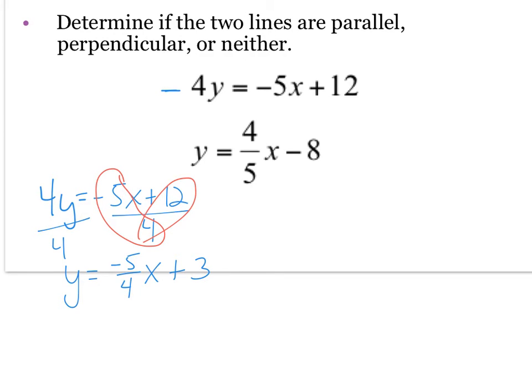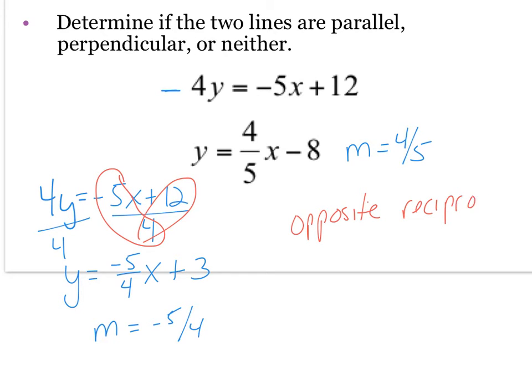Now the second equation is already in slope-intercept form, and so we can see here that their slope is 4/5, while on our first line, our slope was -5/4. Since these are the opposite reciprocal, or the negative reciprocal, the lines are perpendicular.